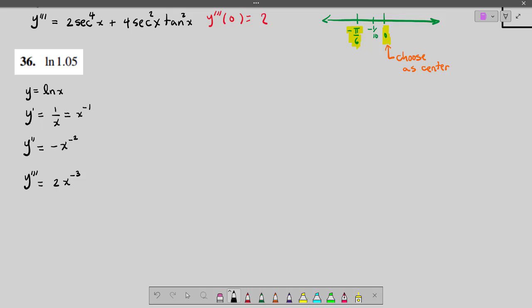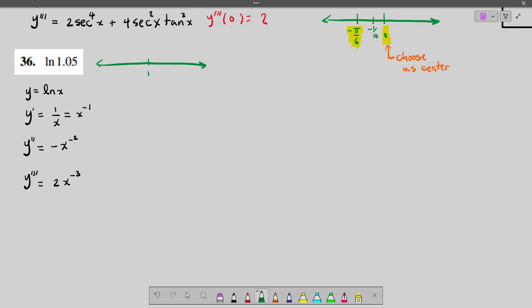We have to choose the center, and again, we're trying to pick something that's near that number that we're approximating at, where we know the value of natural log and its derivatives. Because we're going to need to plug in whatever we pick for our center down here. So we want to pick a center that's close to 1.05 for which we know the values.